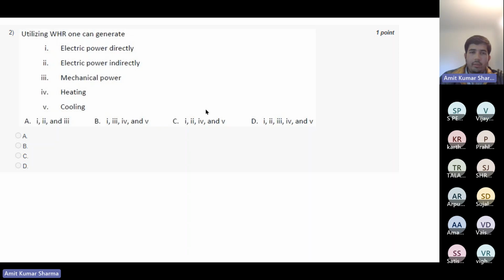Sir, can you give some basic examples for all the options, just to have more understanding? Actually, we will cover all technologies in the next weeks, but I can give you some examples. If we have waste heat, we can use that heat to generate steam, and from that steam we can run a steam turbine and generate electricity.